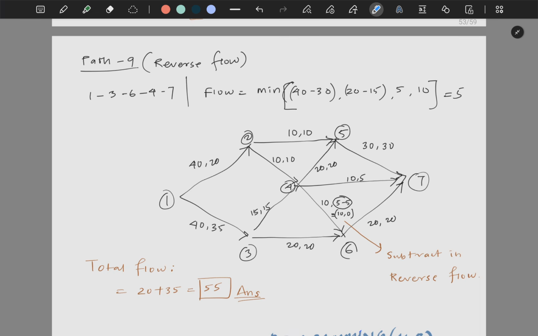The total flow that is going from node 1 to node 7 is nothing but this is 20 liters and this is 35. So the sum is 20 plus 35, that is 55 liters, or 55 gallons, whatever it is. So that's the total flow. Yeah, so this was it.